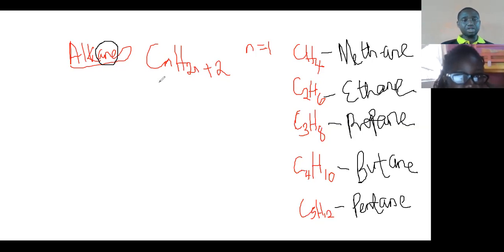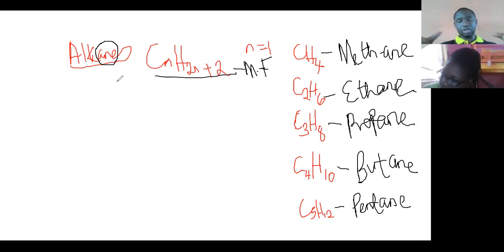Now, if we understand that this is what it is, the next thing we should learn to do is draw the structural formula. If they ask you what is the molecular formula of alkane, this is what you call molecular formula, MF. They might also ask for the structural formula, which has to do with the structure of how this looks.